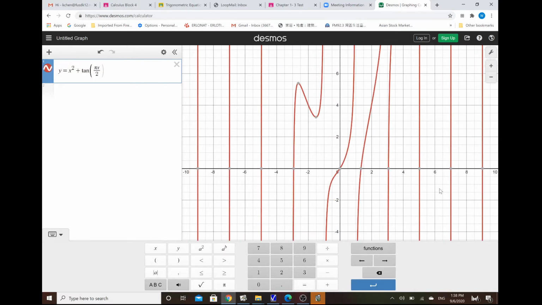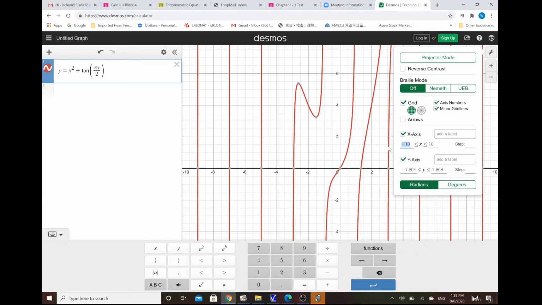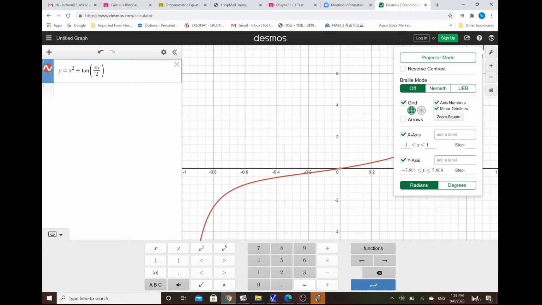We want to put in the restriction because the domain for this one is from -1 to 1. So go to the window, change the setting for the x-axis, from -1 all the way to 1. For the y range, no need to worry about it, just leave it the way it is. And now simply press graph again.